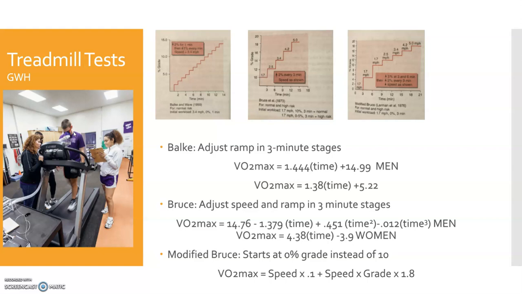It works the same way as the Bruce test, but you start at a lower ramp. So you start at a 0% ramp instead of the 10% ramp. Then you increase slowly over the first 3 stages, and then you end up matching up with the Bruce test eventually. And then you can see the equations for predicting or calculating VO2 max are different for each of those test protocols, so you want to make sure you use the appropriate equation.